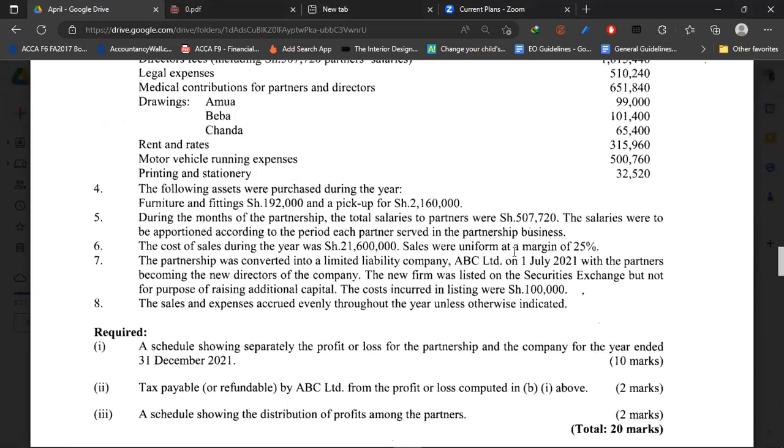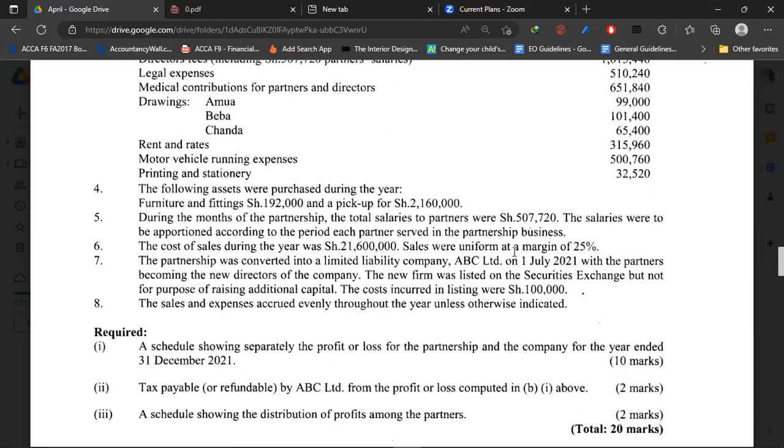We have rent and rates at 315,960, motor vehicle running expenses 500,760, printing and stationery 32,520. Additional information number 4, the following assets were purchased during the year: furniture and fittings at 192,000 and a pickup for shillings 2.16 million.